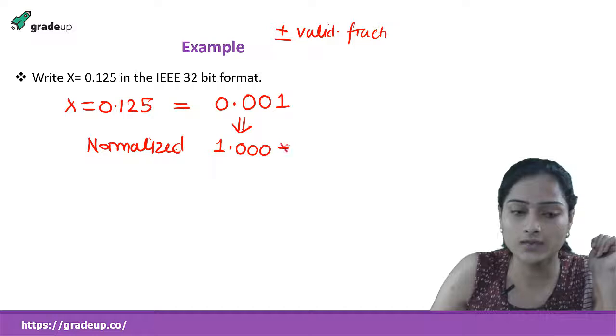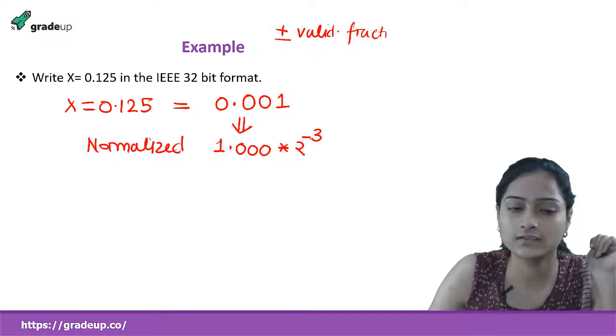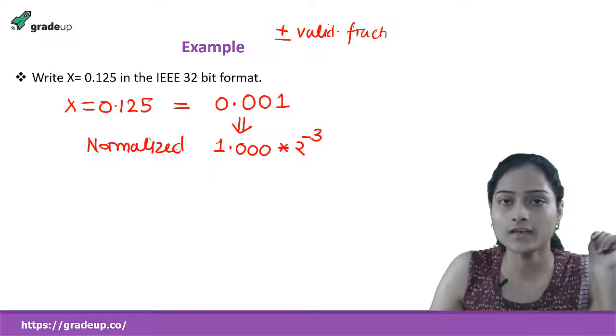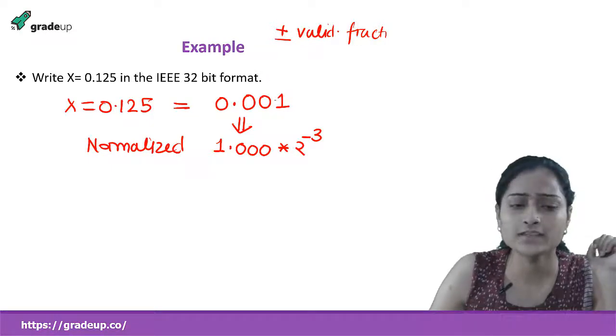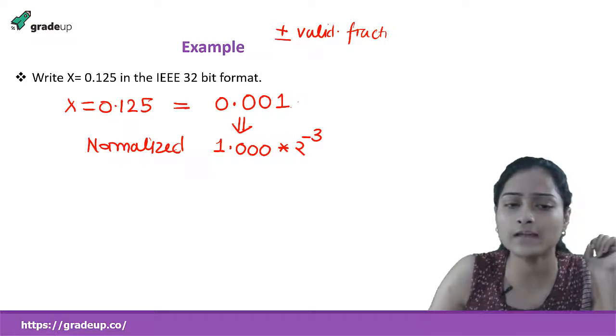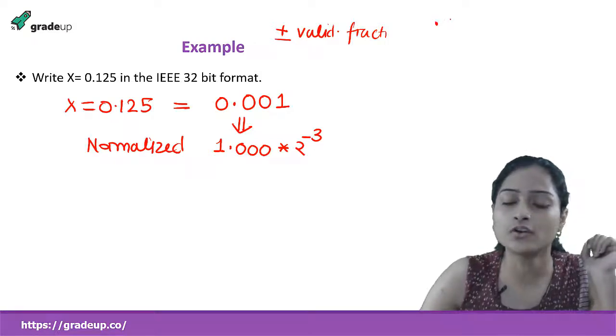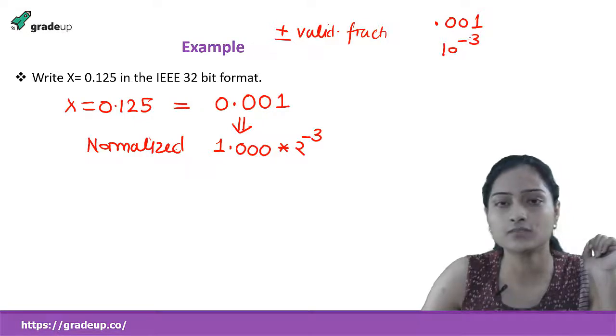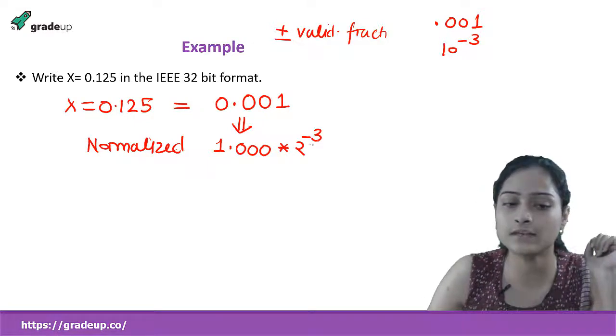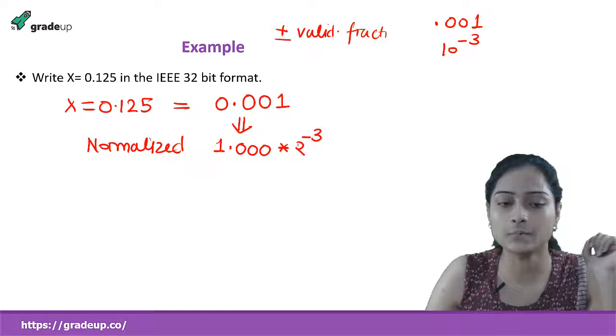1.000 into 2 raised to the power minus 3. Okay? Because you can clearly see, to make this 1 over here, I have to multiply by... 3 shifts have to be made. This will be 2 raised to power minus 3. You know, in your decimal, if you have something like this, then it is represented as 10 raised to power minus 3. It is quite similar in your binary number system.